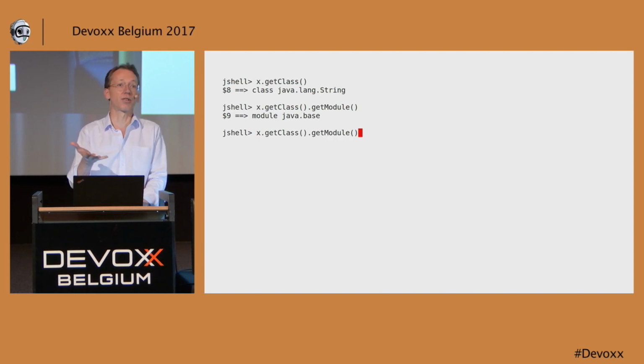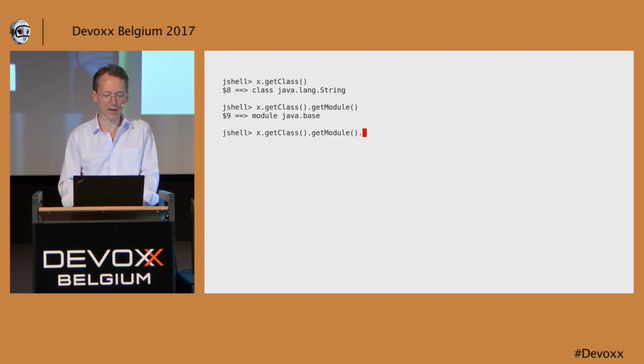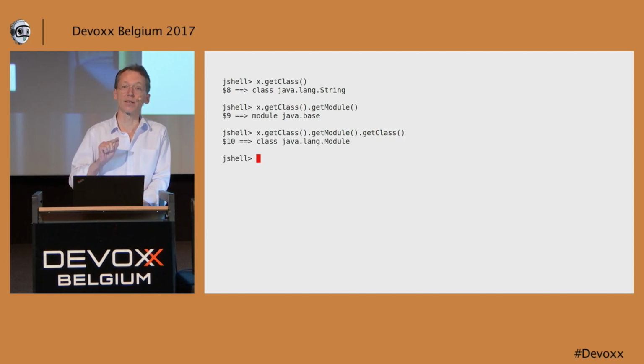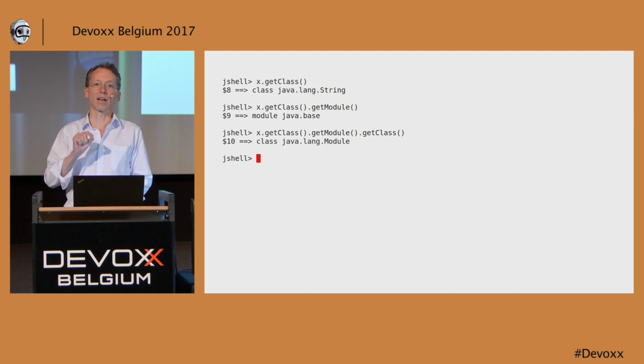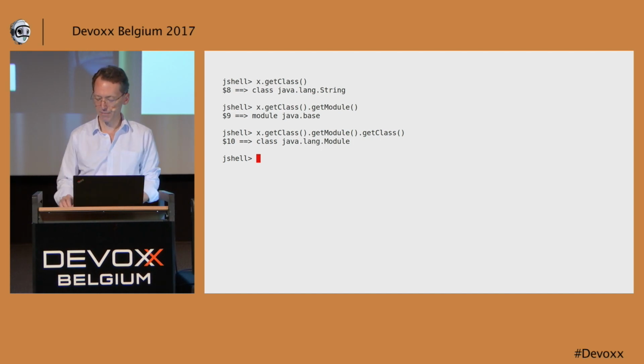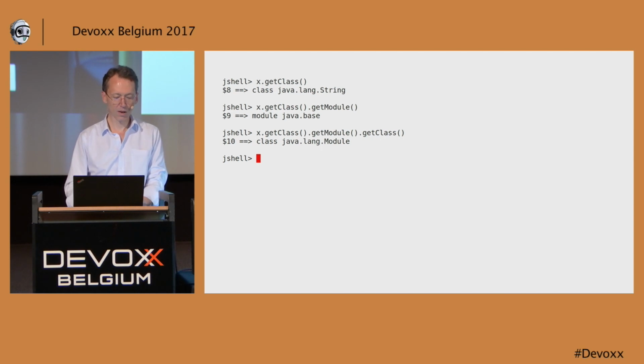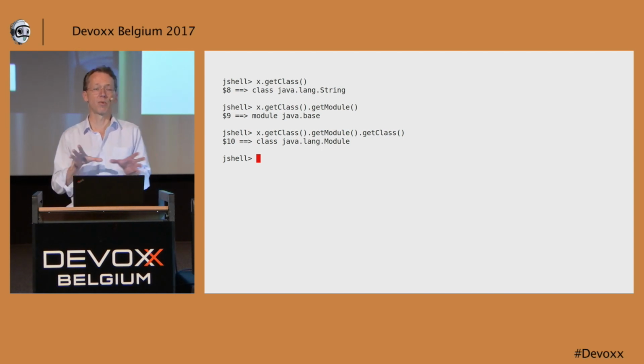So getModule returned something, right? What actually did it return? Let's find out. It returned me an instance of a new class, java.lang.Module, which is the runtime reflection of the module object as instantiated in the VM. So modules are deeply wired in.